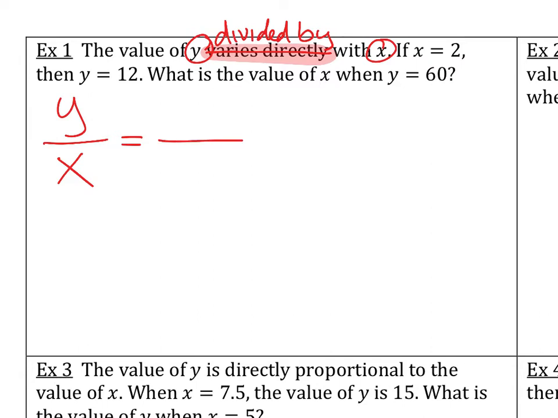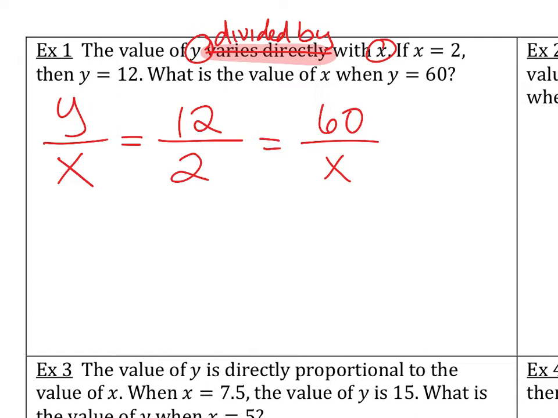Should I put the 2 on the top of this fraction or on the bottom? Why the bottom? Because I told you already that it's divided by x, so it should be in the bottom. What number goes in the top? 12. If x is 2, then y is 12. It then goes on to say, what is the value of x when y is 60? So where do I put that 60? On top. And what do I put underneath it? I'm going to put the variable x, because we don't know what that is yet, but we're going to find out using our cross multiply and divide.